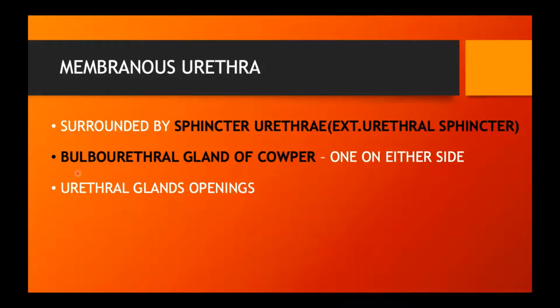On either side of the membranous urethra, we have the bulbourethral glands of Cowper, or Cowper's glands, one on either side. But the ducts of these glands will not open into the membranous urethra. Instead, they open into the penile urethra. However, you can find urethral gland openings inside the membranous urethra.